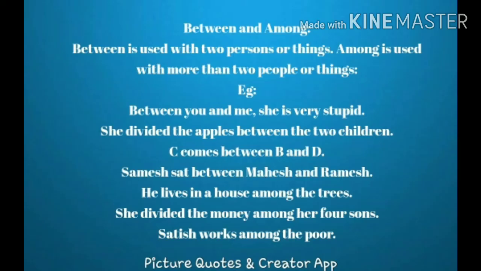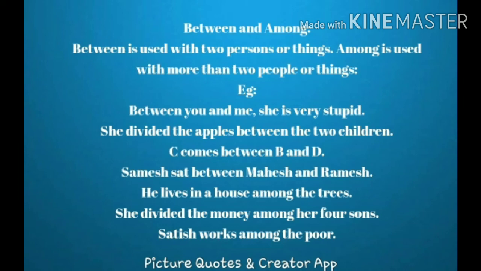The next two prepositions are between and among. Between is used with two persons or things. Among is used with more than two people or things. Let's see a few examples. Between you and me, she is very stupid. She divided the apples between the two children. C comes between B and D. Samesh sat between Mahesh and Ramesh. If you see all these examples, it indicates in between two people.